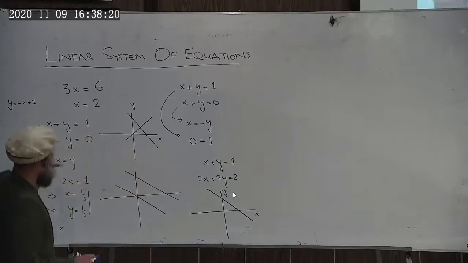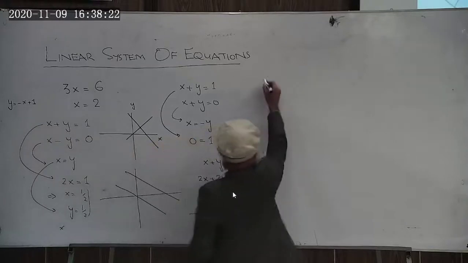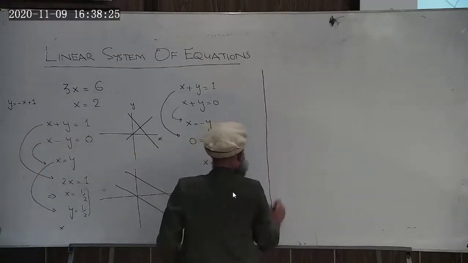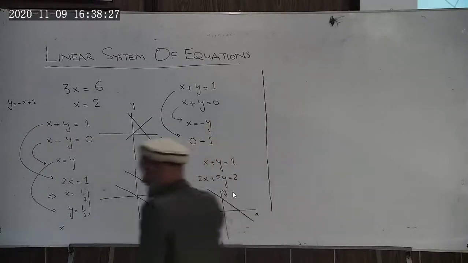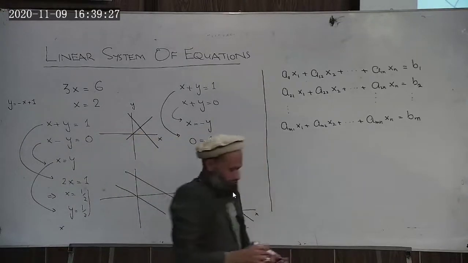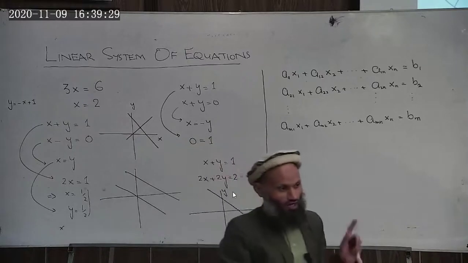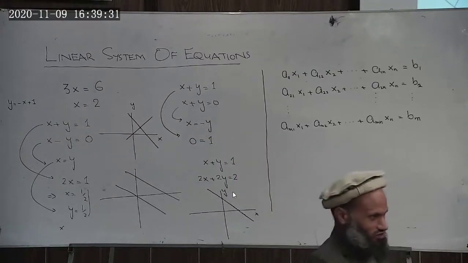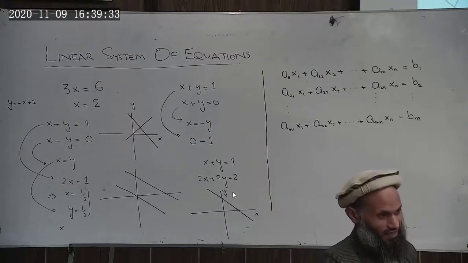So in general we have more equations, and these equations can be written in general as follows. Over here we have m equations and there are n unknowns.